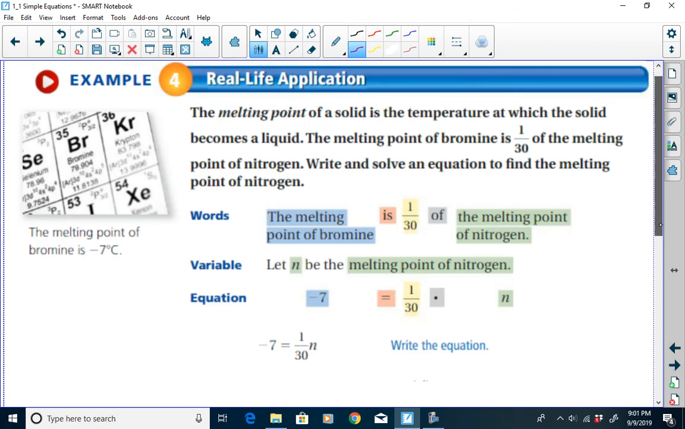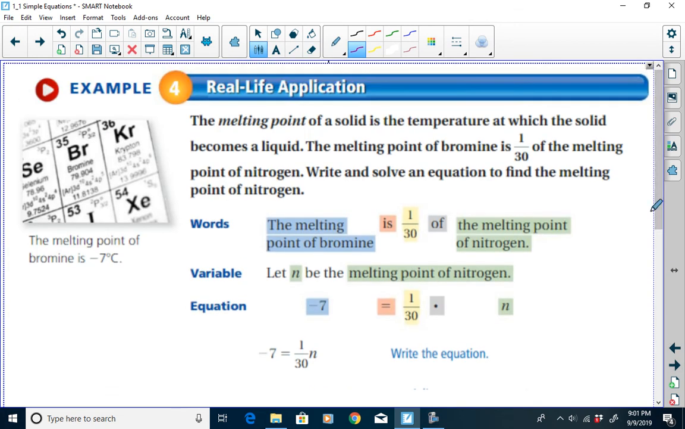All right. We do have one more example, the real life application. It says the melting point of a solid is the temperature at which the solid becomes a liquid. The melting point of bromine is 1/30th of the melting point of nitrogen. Write and solve an equation to find the melting point of nitrogen. All right. We set it up. We let N be the melting point of nitrogen, and I wind up with the following equation. Negative 7 is equal to 1/30th times N.